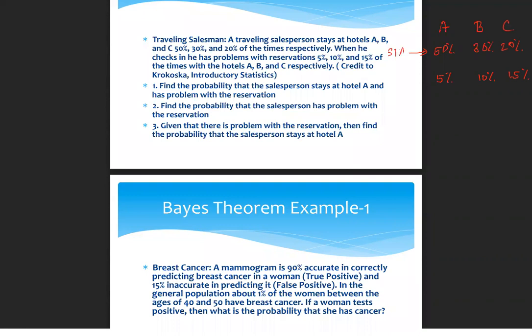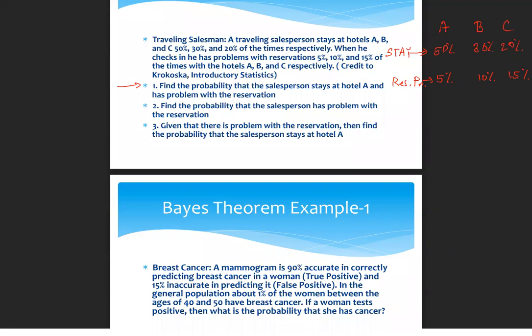Stay and reservation problem. Okay? So these are the two things. So based on this, they want you to answer the following question. So first question, what is it? Find the probability that the salesperson stays at Hotel A and has a problem with reservation.